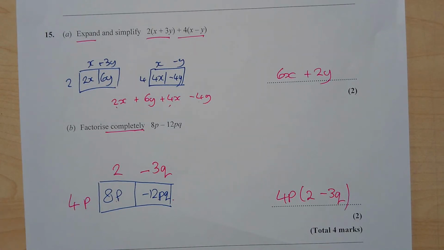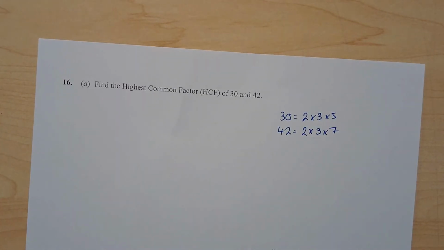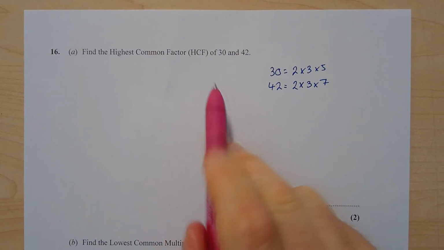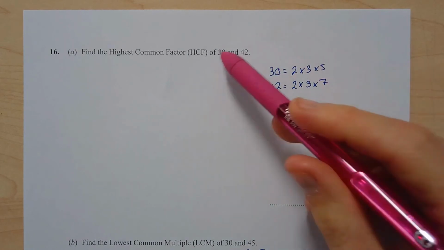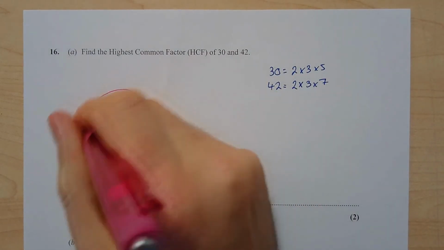Factorise completely. Okay, question 16. It's another highest common factor question, lowest common multiple. This time I'm just going to show you the Venn diagram method. So 30 and 42, there's different ways to do it. For 2 marks it might be worth just listing your factors in 30 and 42, but Venn diagram is always useful.